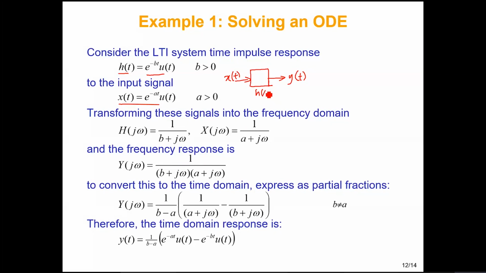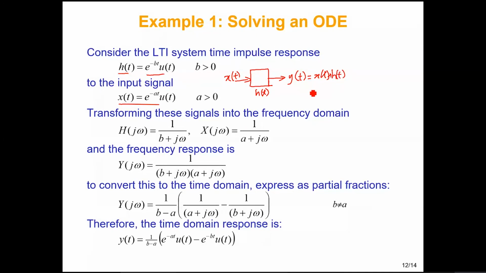Now one way of finding the output is simply taking the convolution. We can do the convolution of x of t with h of t.